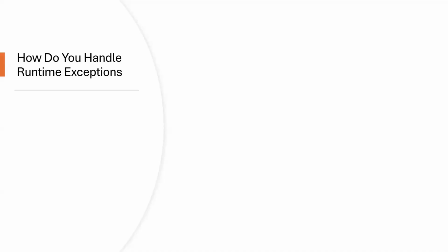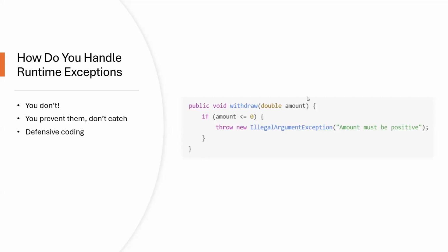So how do you handle runtime exceptions? You don't. You try to prevent these exceptions, as we see in our examples. You use defensive coding, like here.